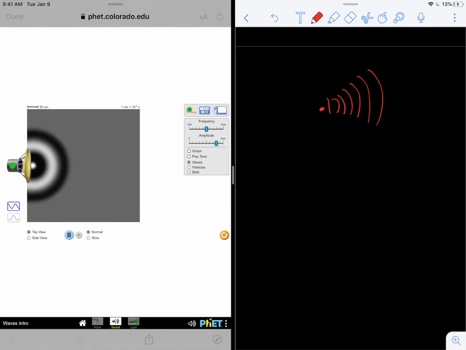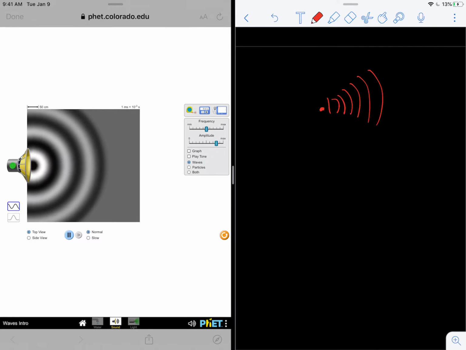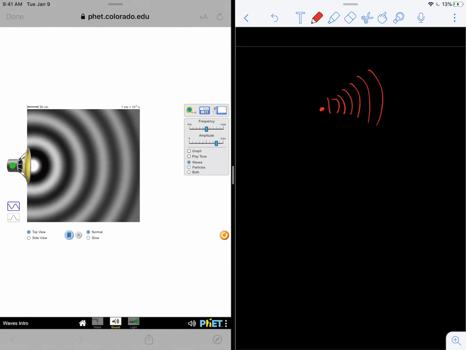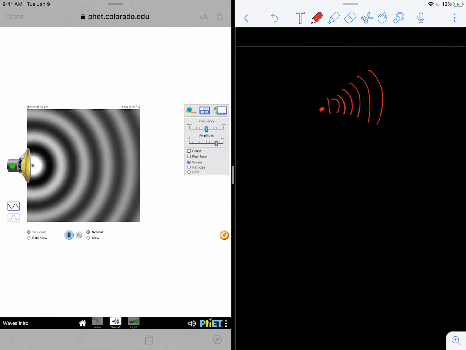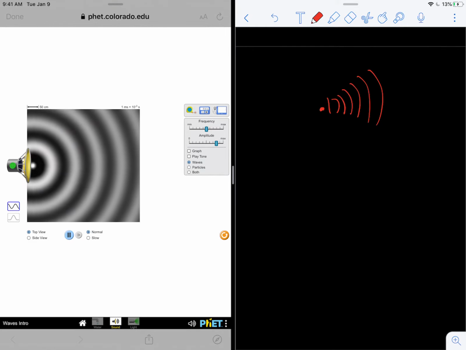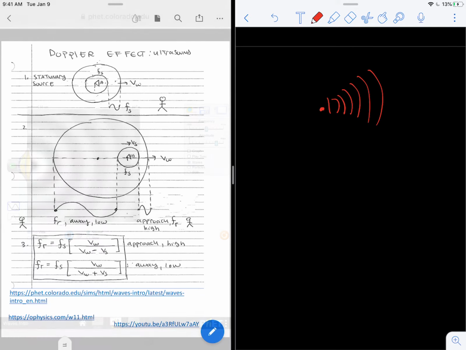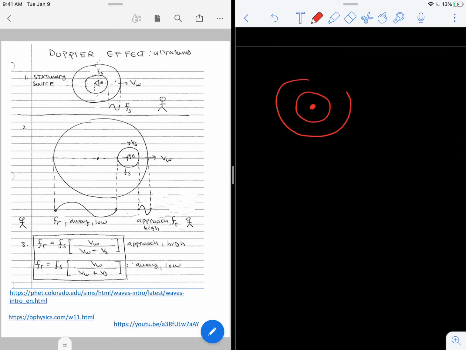So you have a speaker sending out these sound waves. You get these concentric circles, and the tops of the waves correspond to the white areas, and the bottoms of the wave correspond to the black areas. So now let's go back. So I'm going to just redraw this here. You have a stationary speaker. It's vibrating and it's sending out these sound waves, and the sound waves travel out in concentric circles.